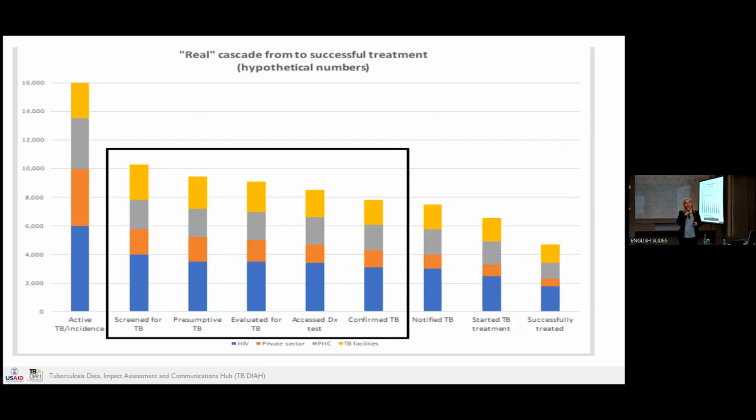On this slide, you see a very good example. It says that this is a real cascade. This is a successful treatment cascade. And here we have the next category, people with active TB.